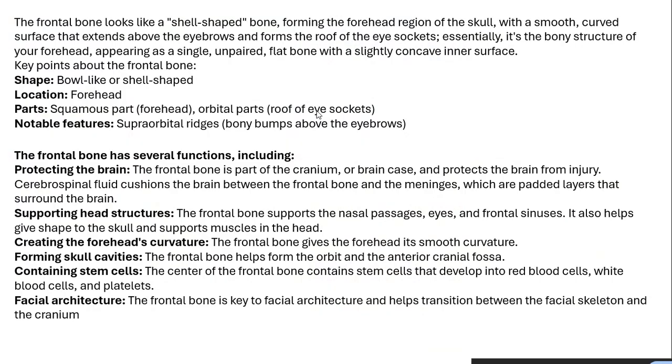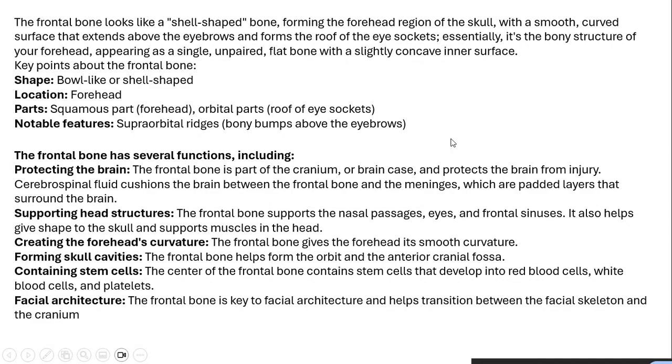Essentially, it's the bony structure of your forehead appearing as a single unpaired flat bone with a slightly concave inner surface, right? The shape is ball-shaped or shell-shaped, right? Forehead. I personally make it look like an umbrella because the main function of frontal bone is to protect, right? Location is forehead. Parts are squamous part, forehead, and the orbital parts, roof of eye sockets. Notable features, supraorbital bridges, bony bumps above the eyebrows, and that's where the notable feature is.